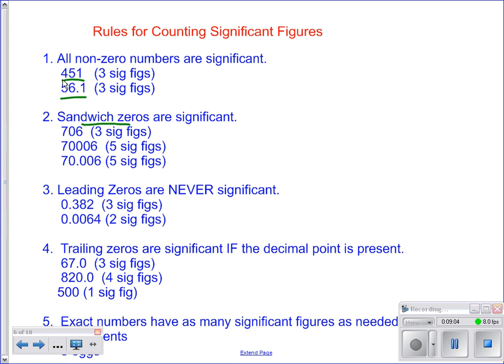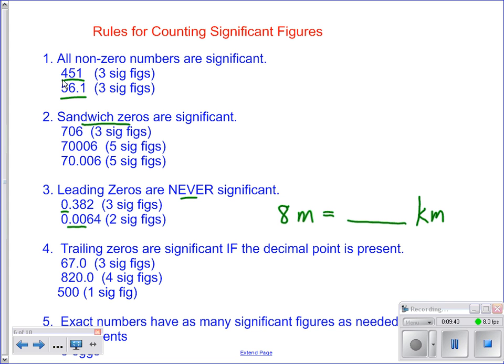Now we get to leading and trailing zeros. Leading zeros are never significant, because think about what a leading zero means. It means that you've got a really small number, and those zeros right there are all placeholders. That's all they are. Let's say I said that it's 8 meters for me to go walk over to my friend's classroom if I wanted to do that. 8 meters. Well, how far is that in kilometers?